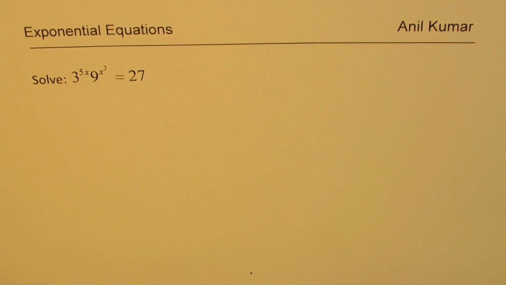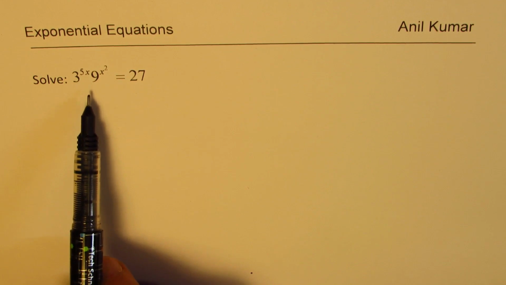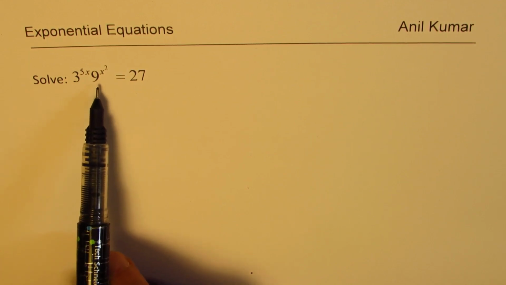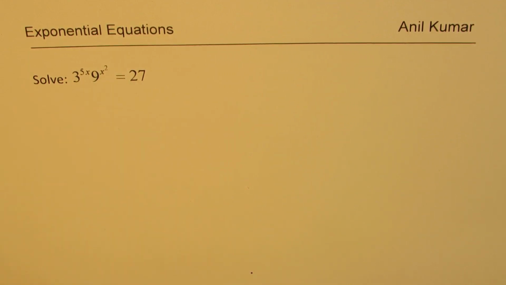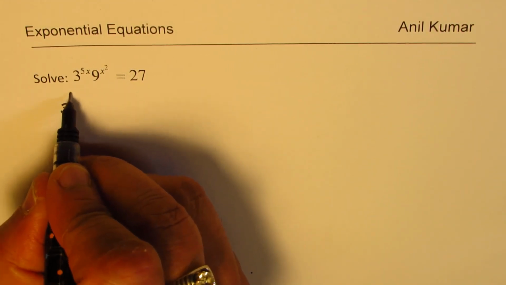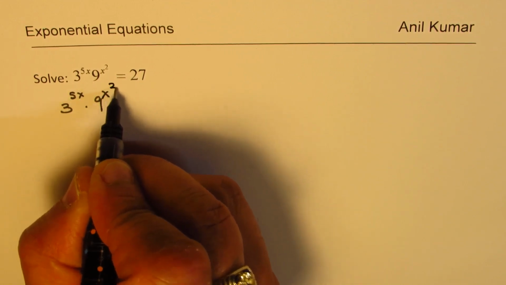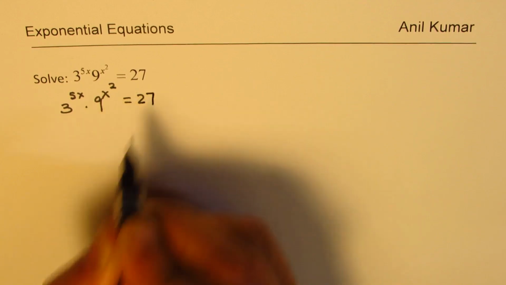Here we have a very interesting equation to solve. You could see this in some test papers at times. The question here is 3 to the power of 5x times 9 to the power of x squared equals 27. Solve means to find the value of x, right? So let me rewrite the equation. It is 3 to the power of 5x times 9 to the power of x squared is 27.